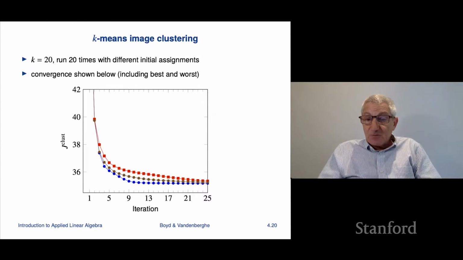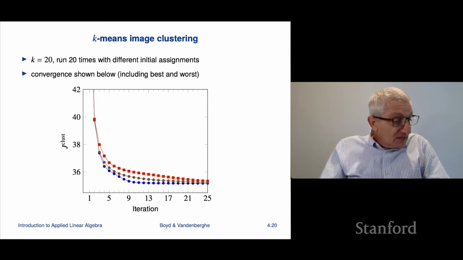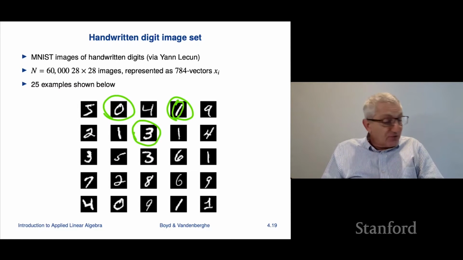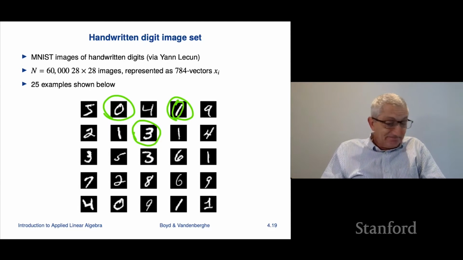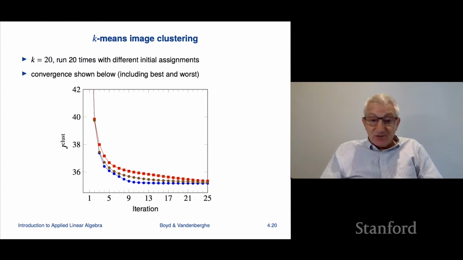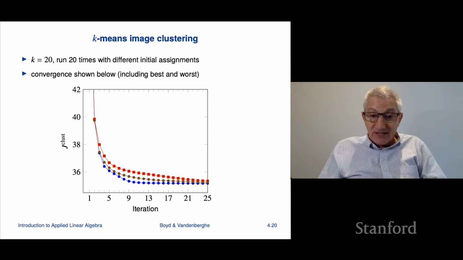Okay. So we're going to run k-means. And this is just an experiment. This is just to run k-means, right? So what we do is we take 60,000 vectors, each of dimension 784, and we're going to run k-means on it. And that's it. We're going to ask it to partition these into 20 different groups.